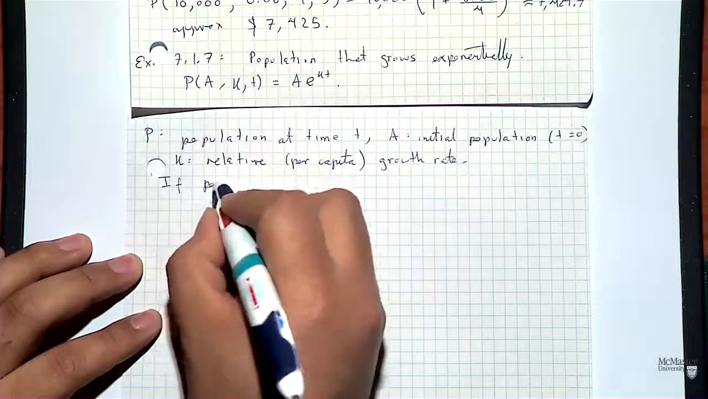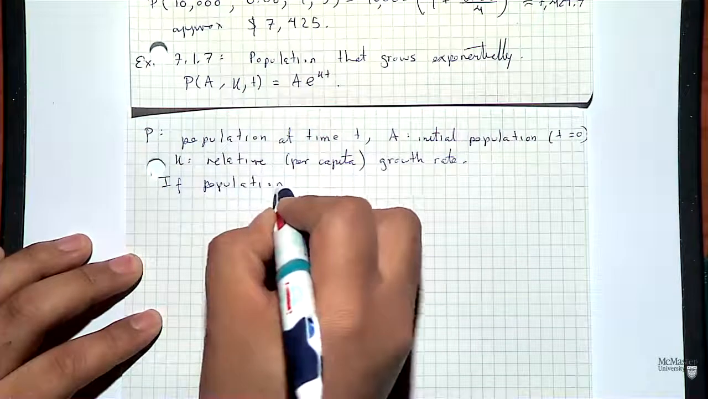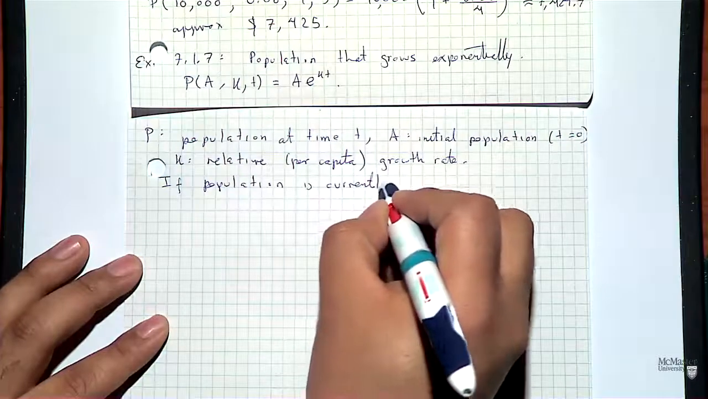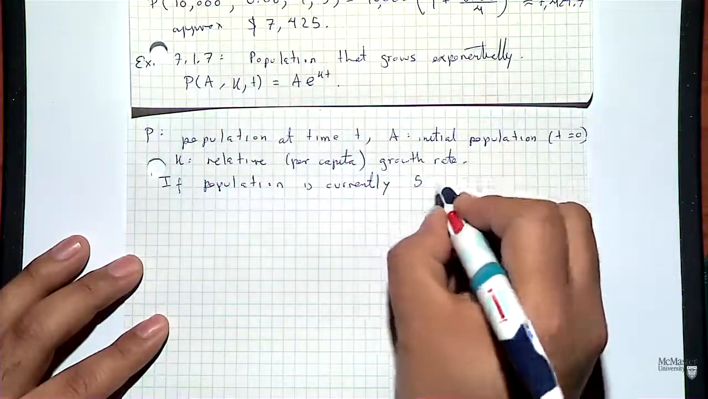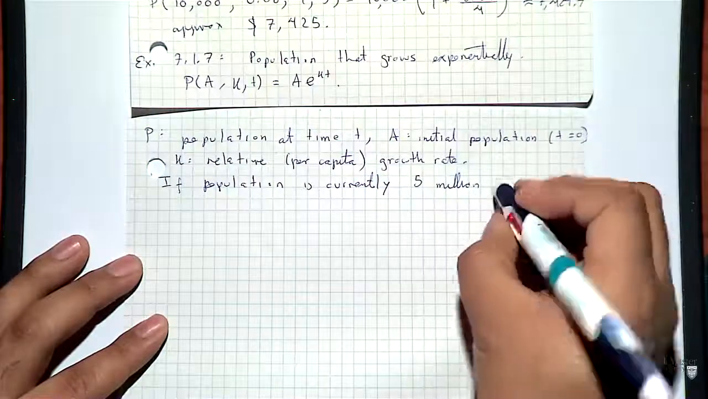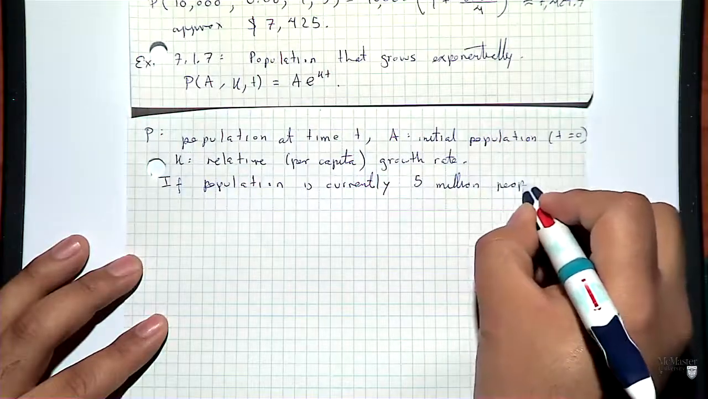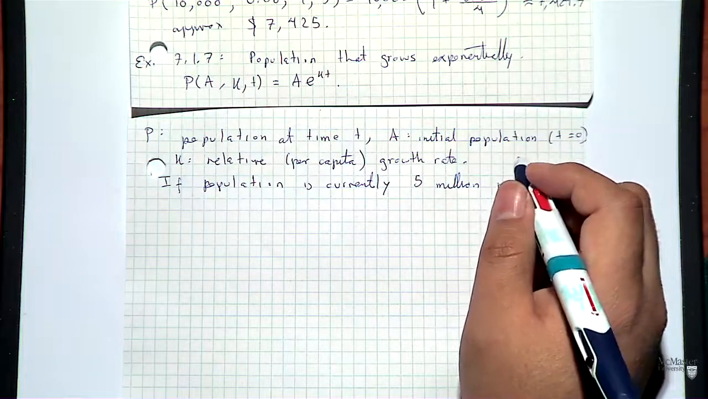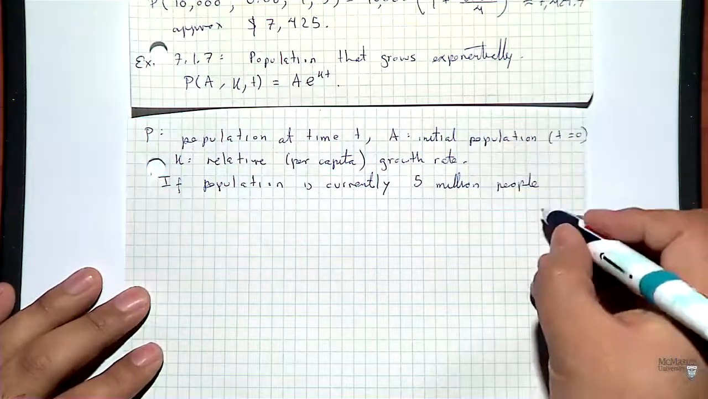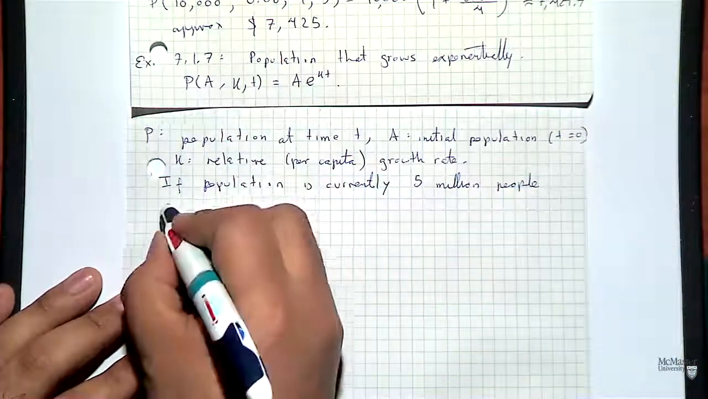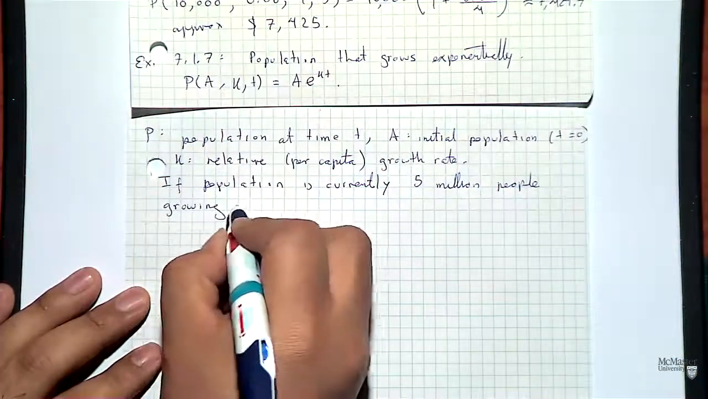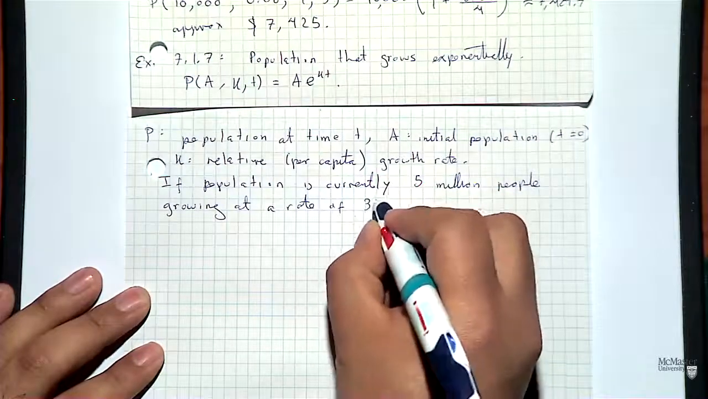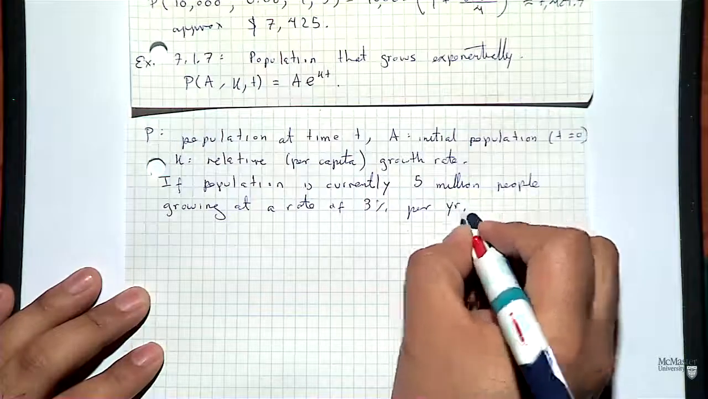If the population is currently 5 million people, there is an assumption in the units that is actually indicated in the solution, so just wait for me one second about that. And it's growing at a rate of 3% per year.